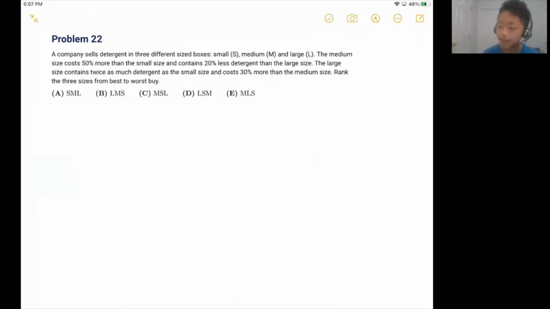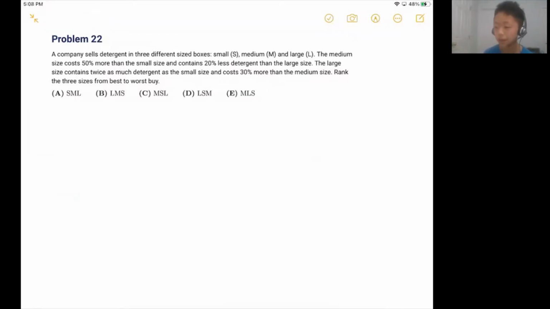So in this question, we basically have a company that sells detergent in 3 different size boxes, small, medium, and large. And the medium size costs 50% more than the small size and contains 20% less detergent than the large size. So the large size contains twice as much detergent as the small size and costs 30% more than the medium size.